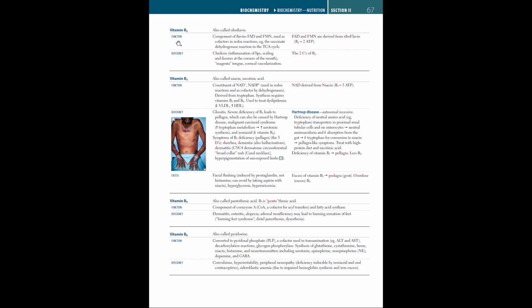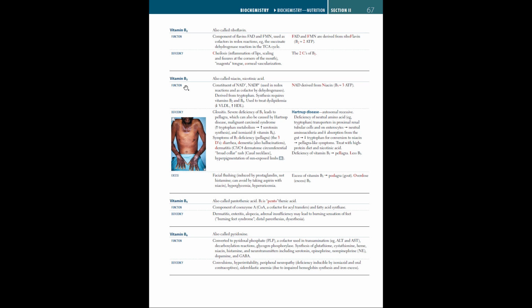Next, we have vitamin B2, also called riboflavin. Now, the function of vitamin B2 is that it's used as a cofactor in redox reactions, for example in the succinate dehydrogenase reaction in the TCA cycle. And the deficiency leads to cheilosis, which is inflammation of the lips and scaling and fissures of the corners of the mouth, and a magenta tongue, as well as corneal vascularization.